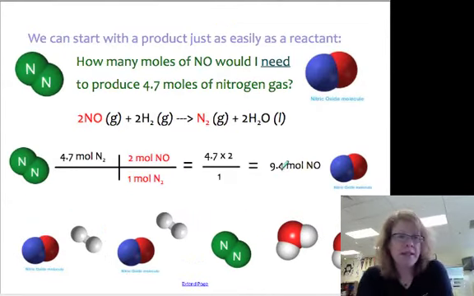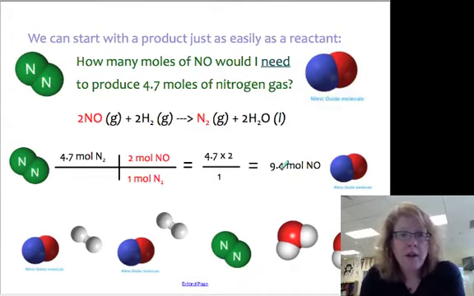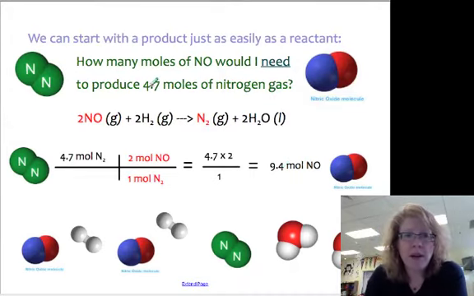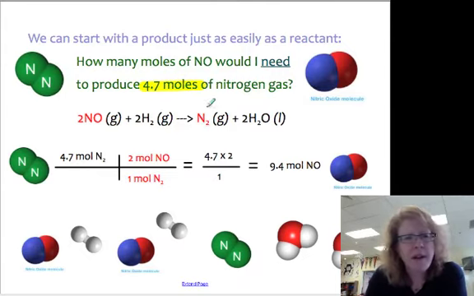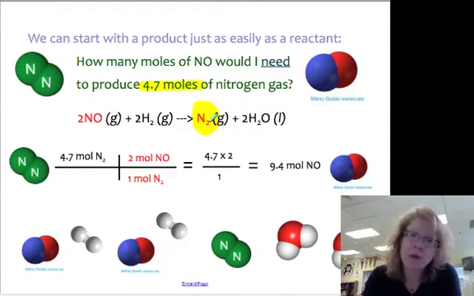So, next example, right? Same exact equation, a little bit harder number. Not quite so easy now. 4.7 moles of nitrogen gas. Now it's really not obvious. Now I'm actually starting with a product. Did you notice that? Starting with 4.7 moles of nitrogen, and I can predict how much reactant I need. And that's okay too.